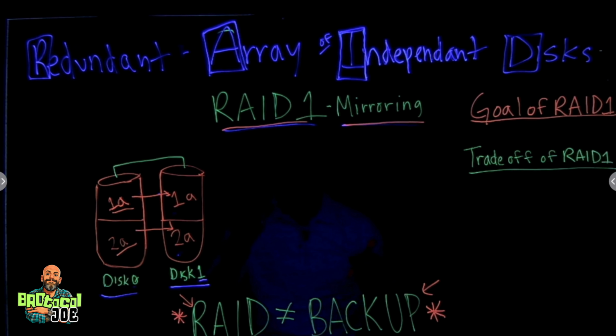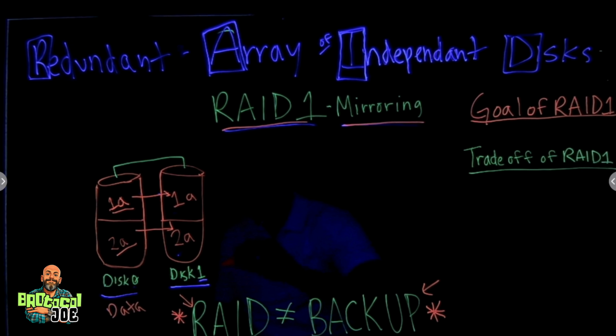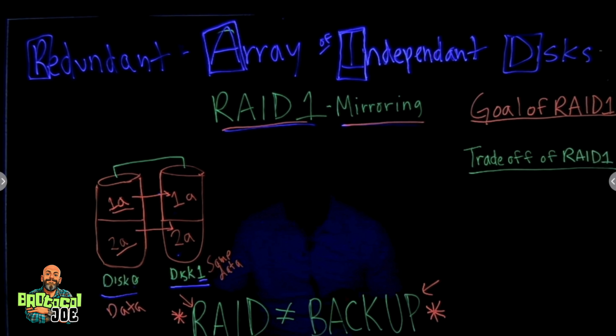So instead of splitting data across the drives like RAID 0, RAID 1 makes an identical copy of the data. So disk 1, we have the data, obviously. And drive 2, guess what? We have the same data. It is like a mirror. So that's why it's called mirroring, I guess.